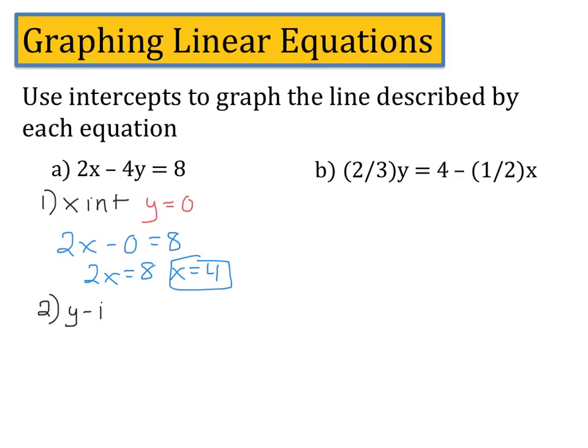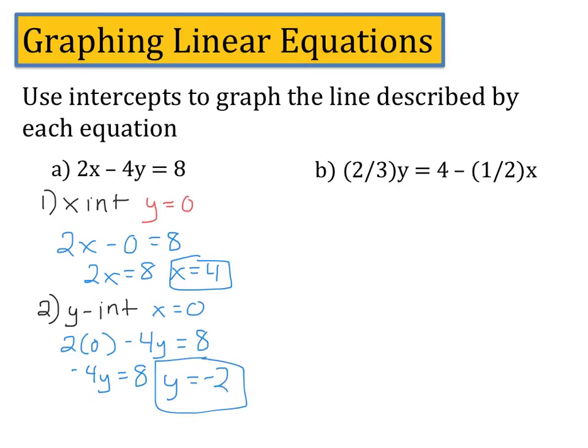We can find our y-intercept when x equals 0. So we take x, plug it in for 0, and we have 2 times 0 minus 4y equals 8. So we have -4y equals 8. Then y is going to equal -2. Alright, so we have our two intercepts. Our x-intercept is (4, 0), and our y-intercept is going to be (0, -2).